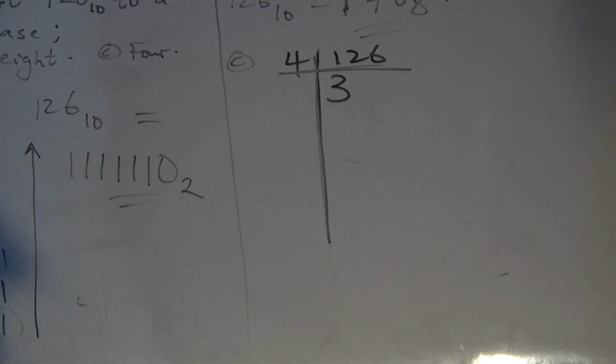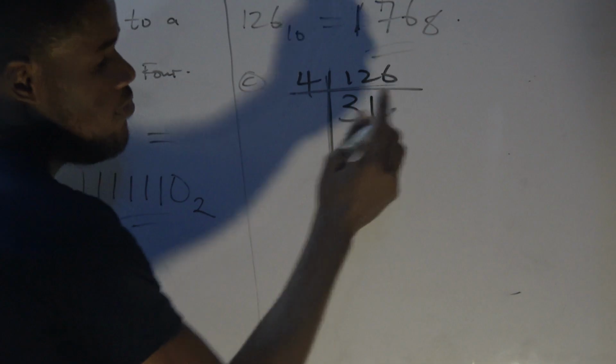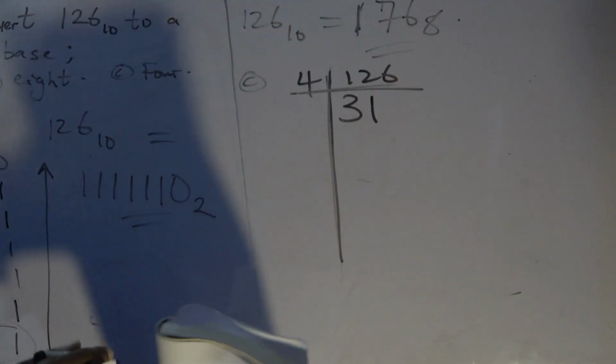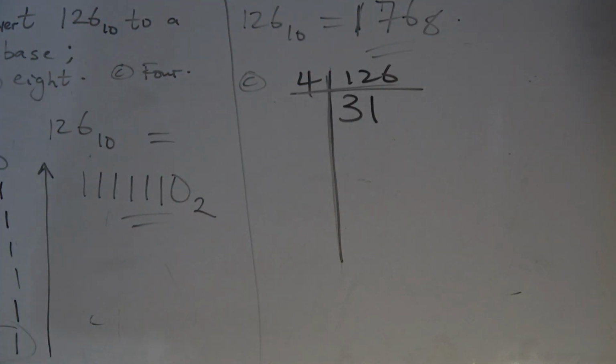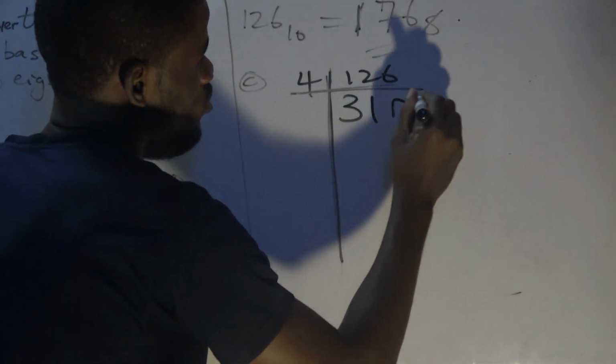Now 4 in 6 is 1. Yeah, 4 times 1 is 4. Now for you to get 6, 4 times 1 is 4, I mean 4, 5, 6, so remainder 2. So you have remainder 2 here.